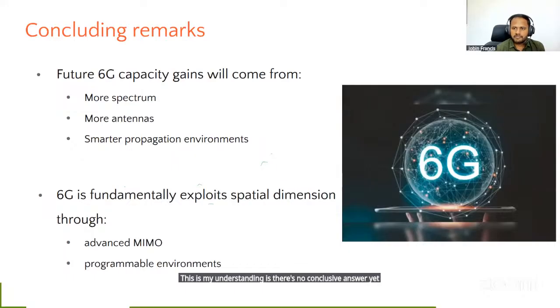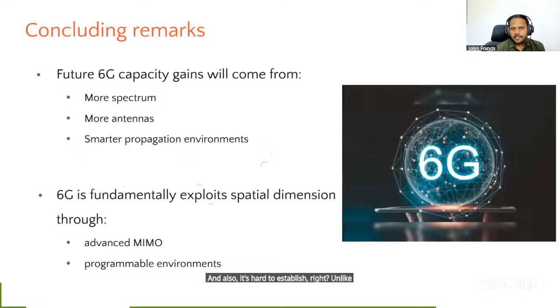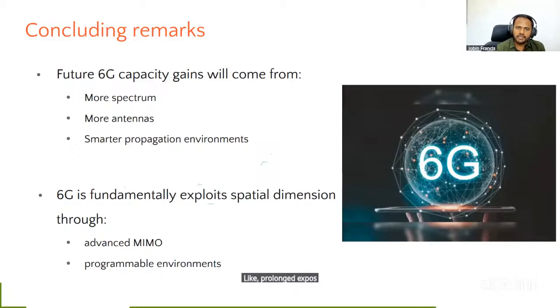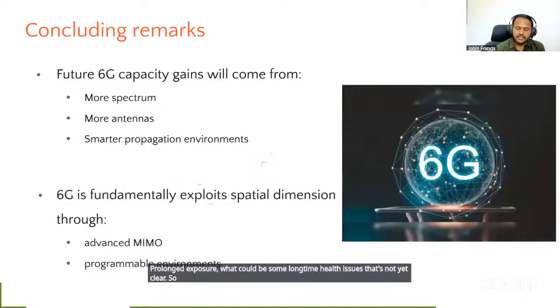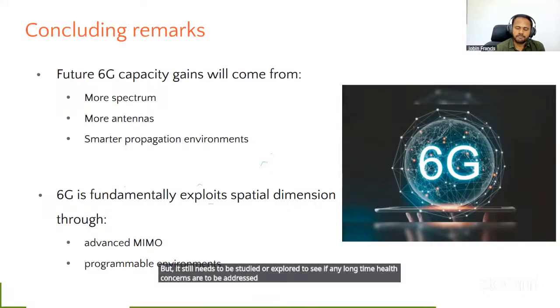There are parties raising concerns, but these are again not verified. And also it's hard to establish, right? Unlike ionizing radiations where you might see some immediate issues, with prolonged exposure, what could be some long-term health issues is not yet clear. So yeah, I think the short answer is that it's not yet established that there are health issues associated with it, but it still needs to be studied or explored to see if any long-term health concerns are to be addressed. Yeah, thank you so much, sir.